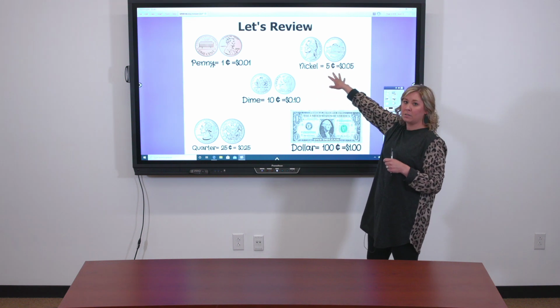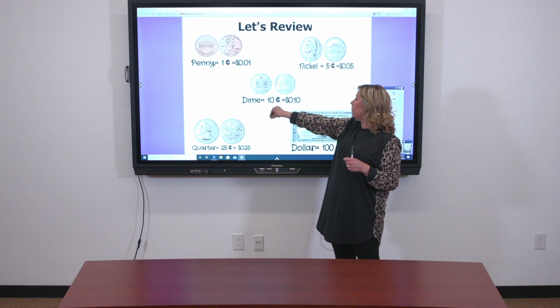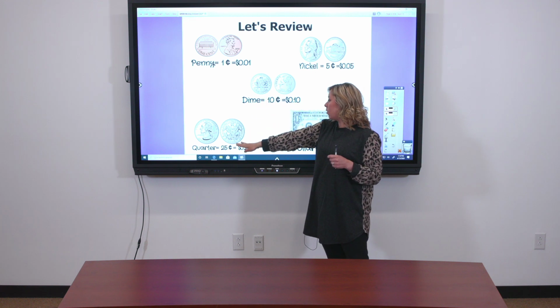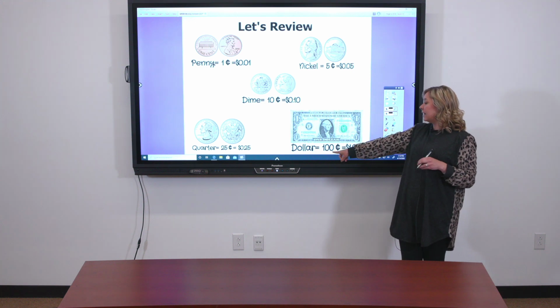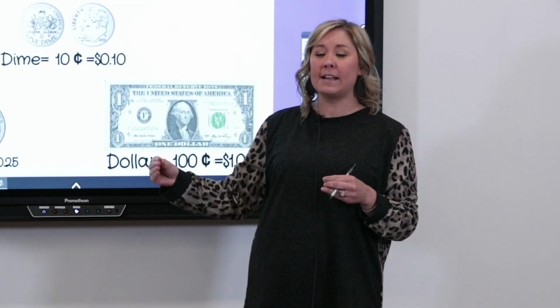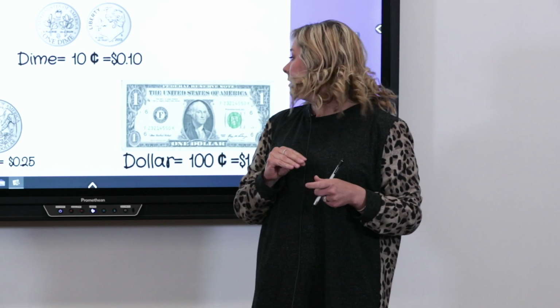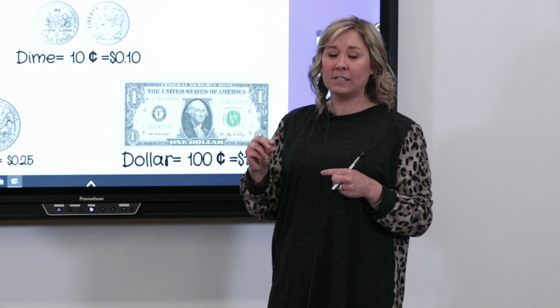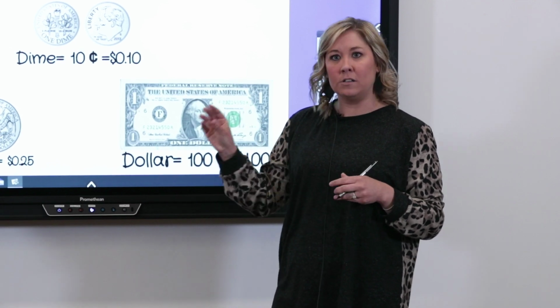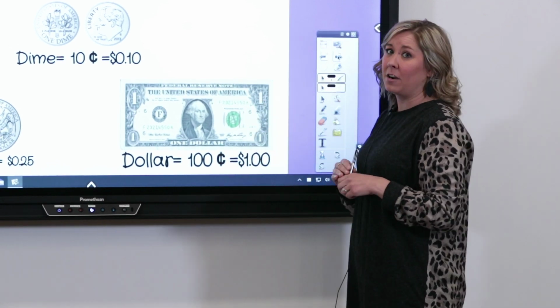Then we have our nickel, which is worth 5 cents, our dime, which is worth 10, our quarter, which is worth 25, and then our dollar bill. And we can see right here it says 100 cents. So 100 cents equals $1. And that'll be important when we're adding later and we're using our strategies, such as breaking it apart and using place value to add up our amounts.